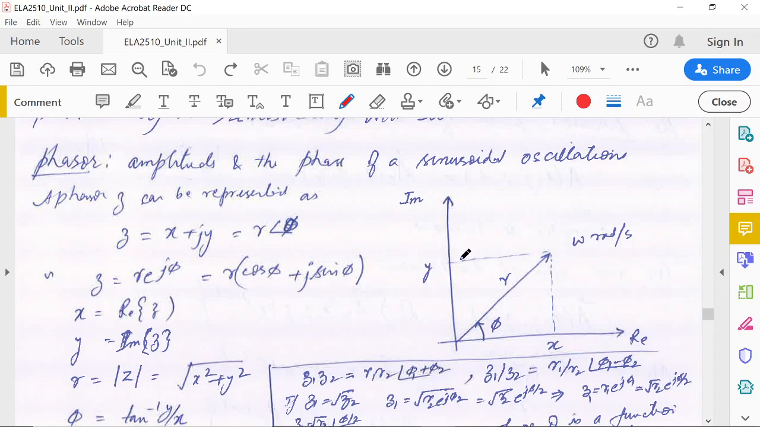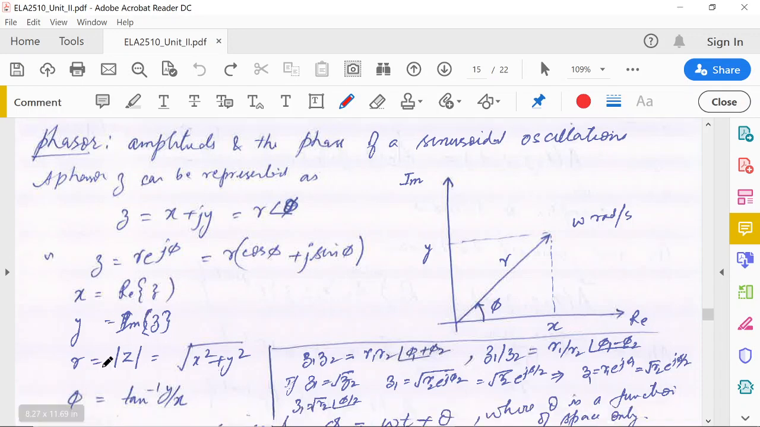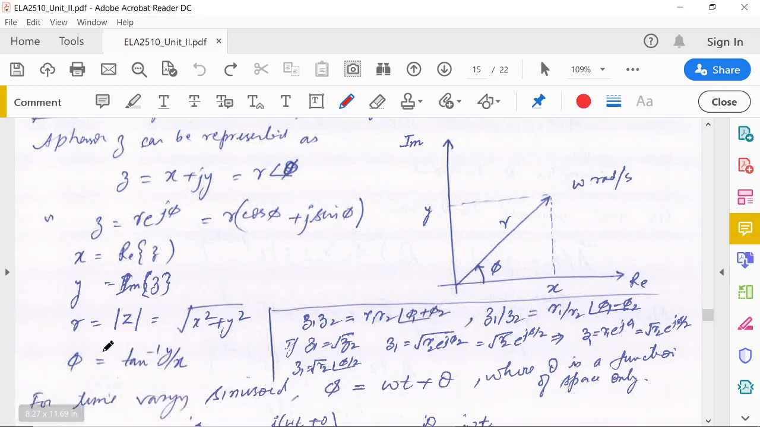So there are two forms: the real or imaginary form, or the polar form, or you can write z equals r e to the power j phi in the Euler form. Here x is the real part of z, y is the imaginary part of z, and r is the magnitude. If you know x and y, you can compute r, and you can have the phase, tan inverse y over x. This is the phase of this complex number.